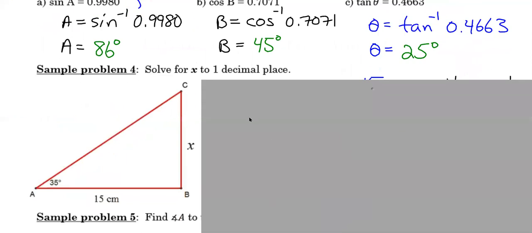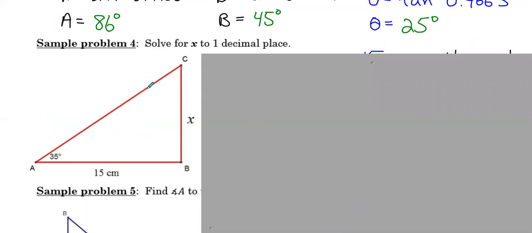So what is x? Well, x happens to be a side length. Now, we cannot use Pythagorean theorem. We have one side length here, but we do not have this side length. But we do have the angle, and this is where these ratios become very helpful. So we have an angle of 35. I'm trying to find this x, which is opposite the 35, and the 15 is adjacent to the 35. So opposite, adjacent. If that reminds you of anything, hopefully it does.